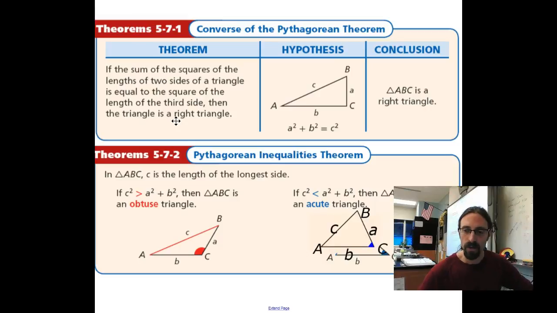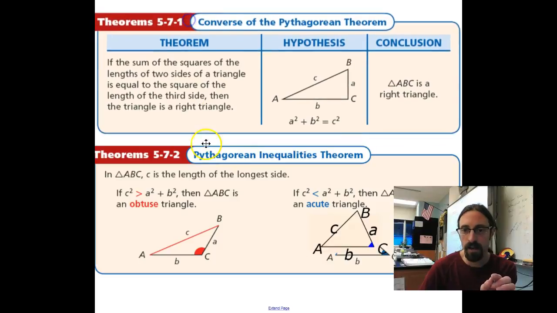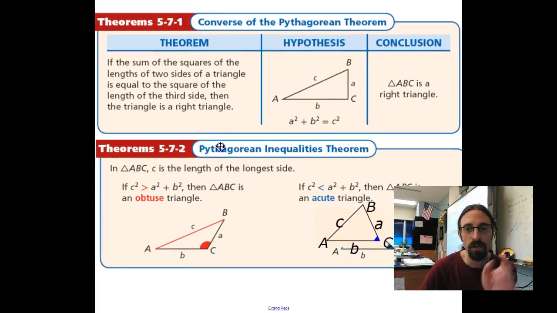So where we left off from the other day, we just reviewed simplifying radicals, and we started to use the Pythagorean theorem to solve for a third side, whether it's the hypotenuse or the legs. Things that we need to talk about today are the converse of the Pythagorean theorem and the Pythagorean Inequalities theorem.